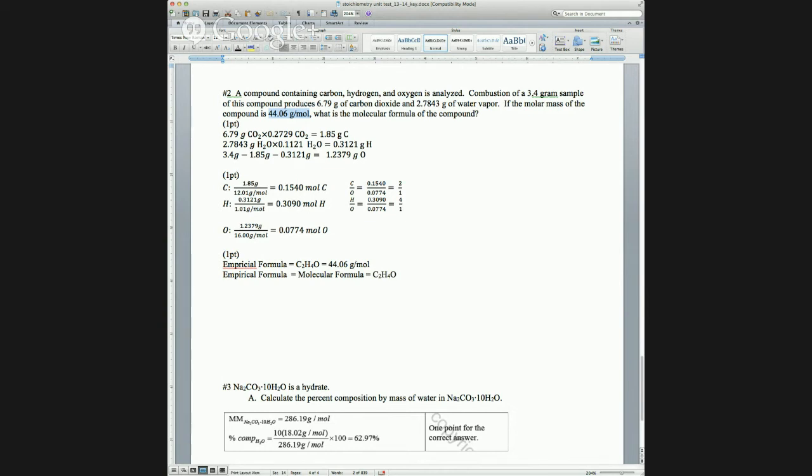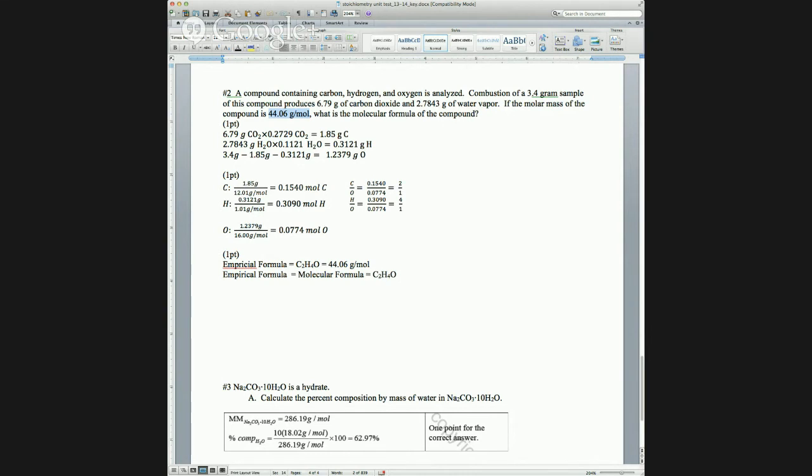I think that on the test, all you're doing is actually just finding the empirical formula. Oh no, you do it. You have a molecular formula. It's definitely not the same. So very similar, very similar.